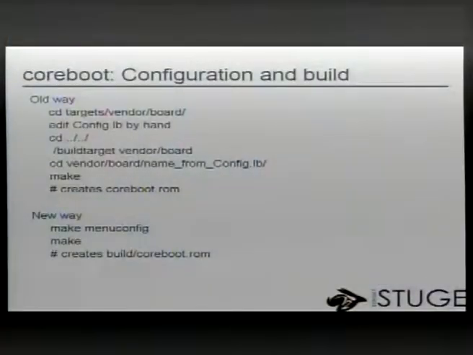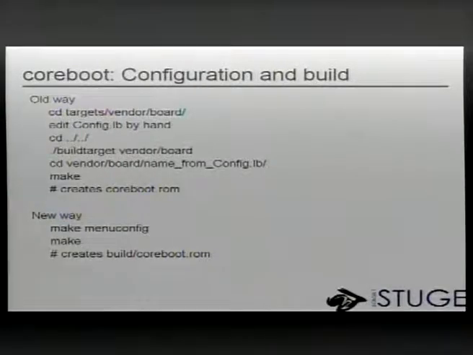So I mentioned configuration and build, this config.lb file. The old way to build a coreboot for a board is to go into this targets directory, vendor, board, and make some changes in this config.lb file so that it matches your needs. Maybe you want to change the file size for the resulting coreboot.rom file if you have a flash chip which is a different size than the default for this board.